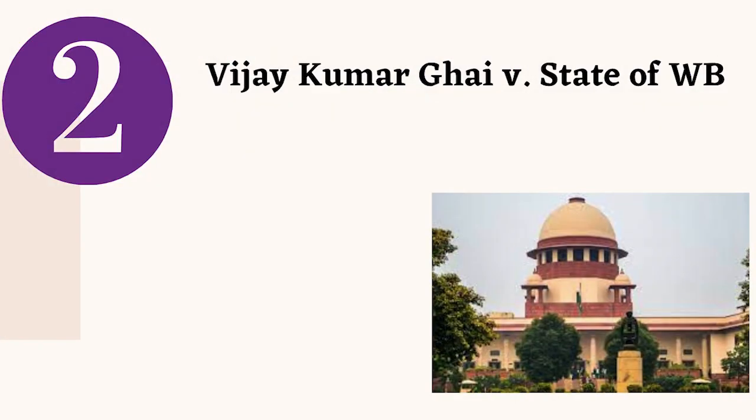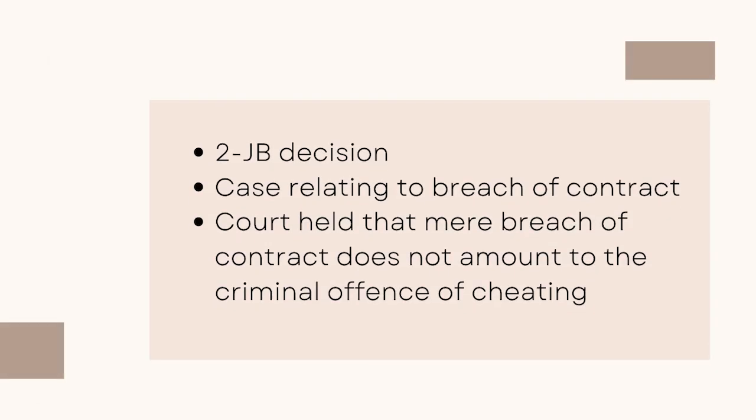The second important judgment would be Vijaykumar versus State of West Bengal, another important case. It's a 2-judge bench decision. It's important because it deals with 2 important areas, that is contract law and IPC. In this case, the court was dealing with the issue of breach of contract, and the court has held that a mere breach of contract will not amount to the criminal offence of cheating. So this is again an important judgment.